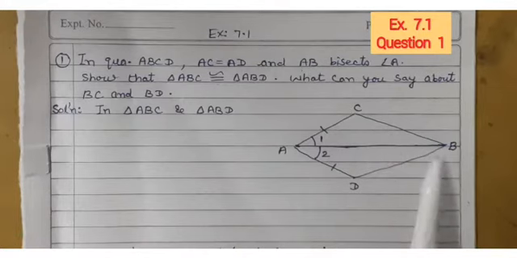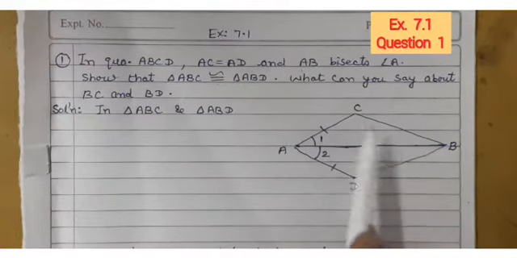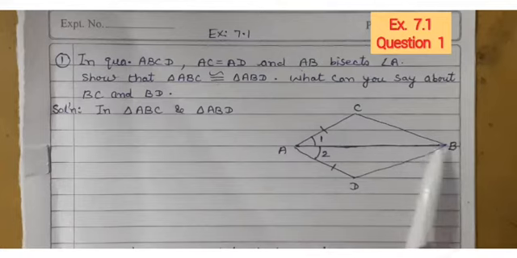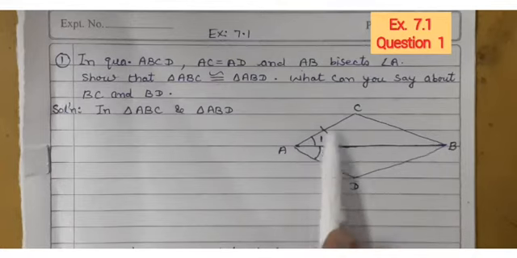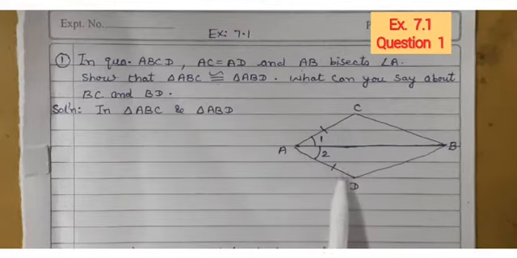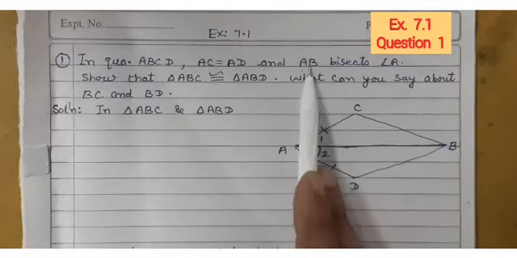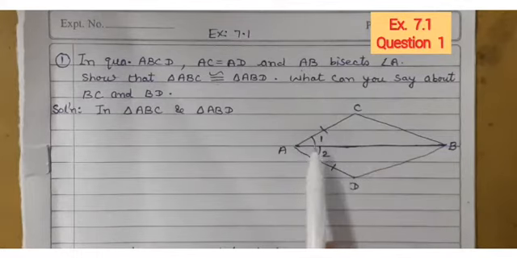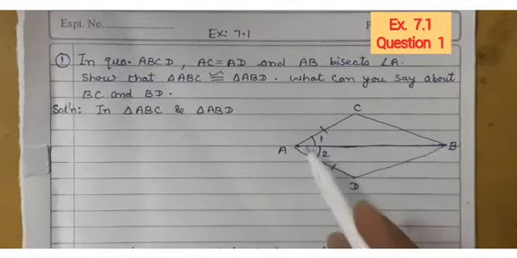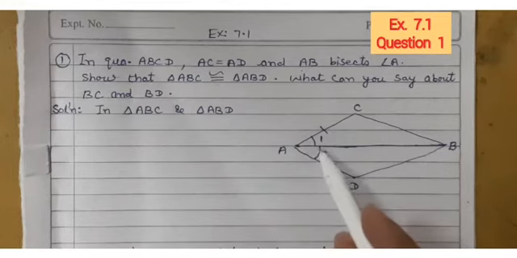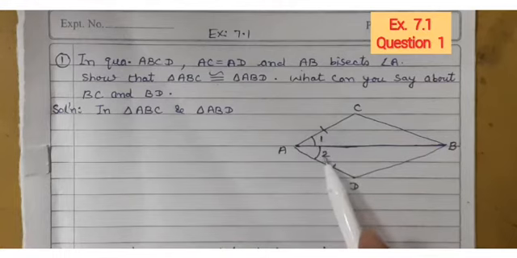This is your figure, okay? This is ABC and ABD. And what you have given? You have given AC is equal to AD. This I have marked here. One more thing, it is given to you. AB bisects angle A. This AB bisects this whole angle A. So it is divided into two equal parts. So I have marked here angle 1 and angle 2. That is why angle 1 will be equal to angle 2.